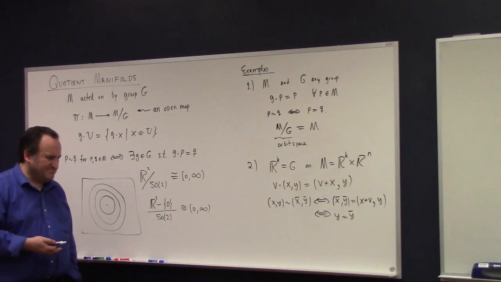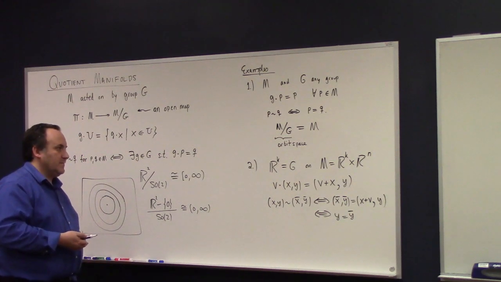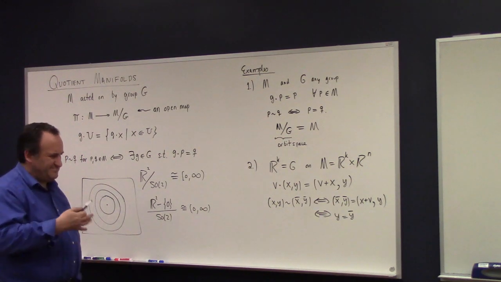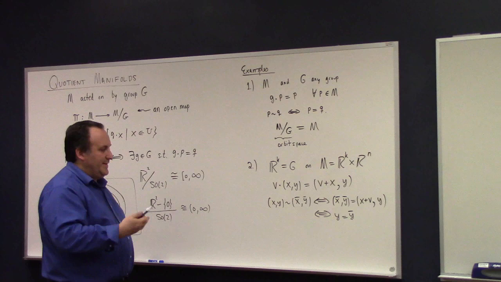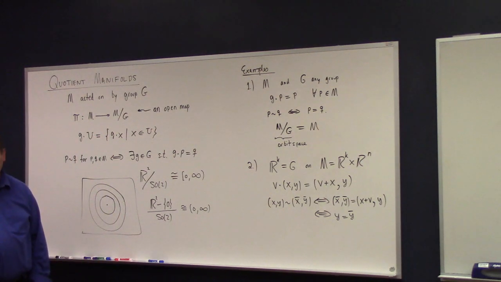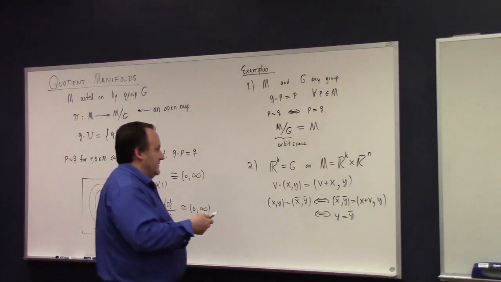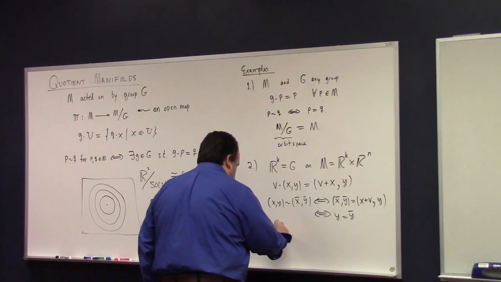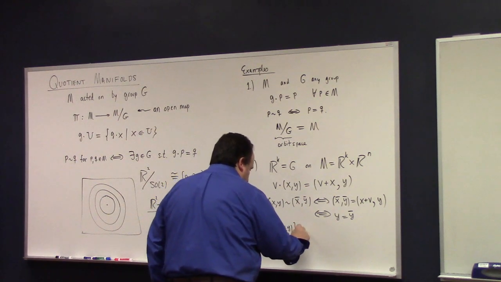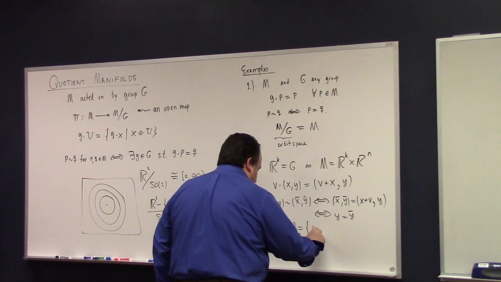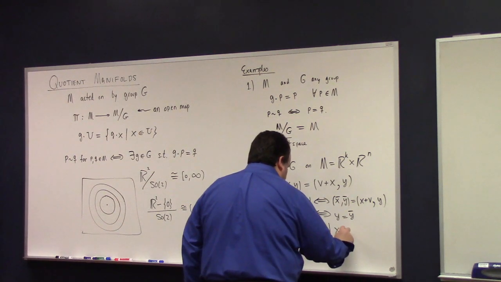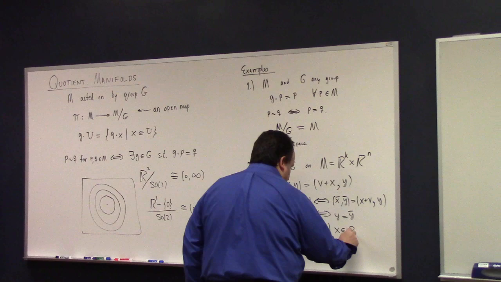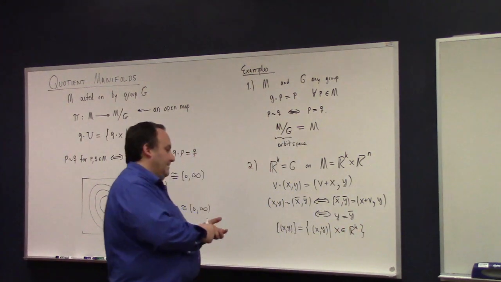The equivalence, the orbits are labeled by y, and every one of them is like, I'm trying to think of how to say this. So the equivalence class containing (x, y) would be equal to (x, y) such that x is an element of Rk, right? If I've done this right.